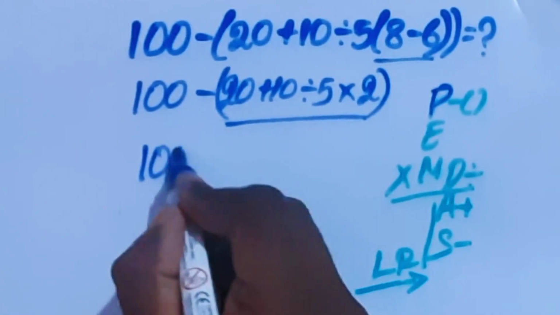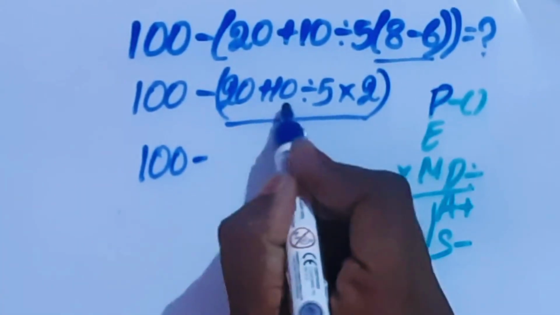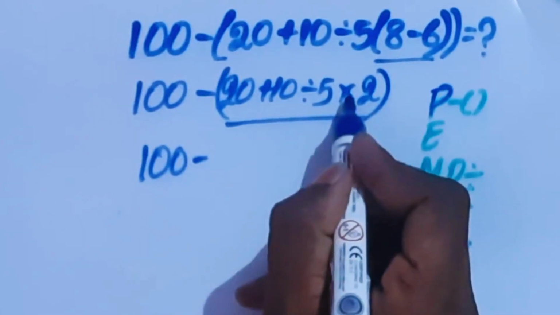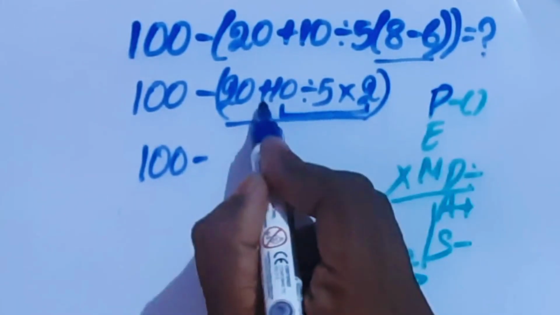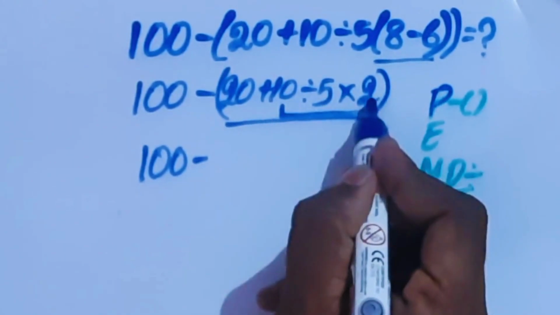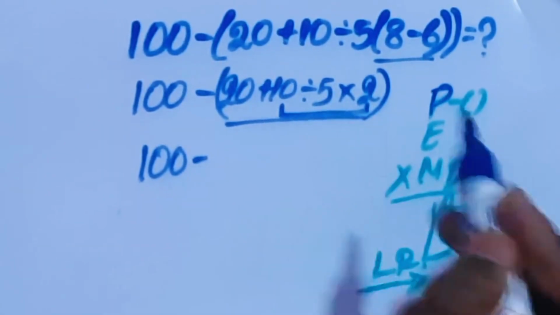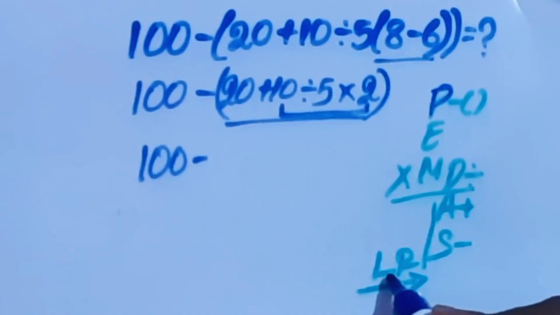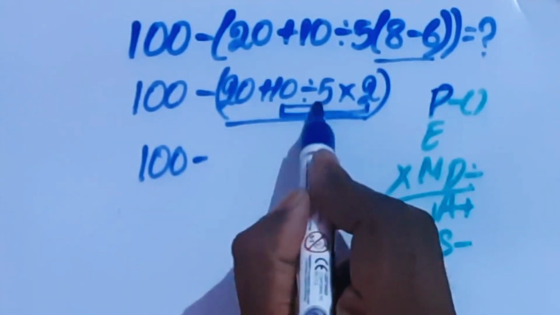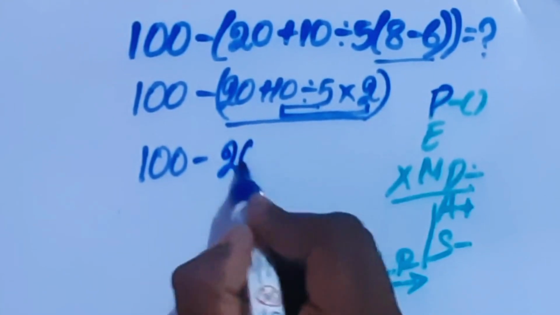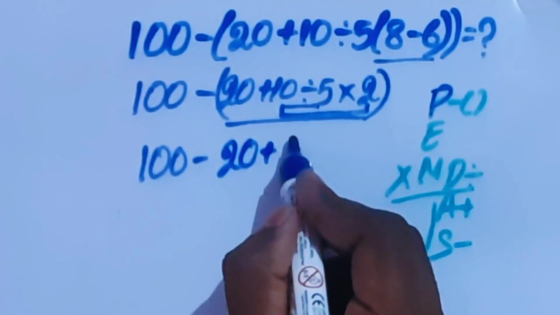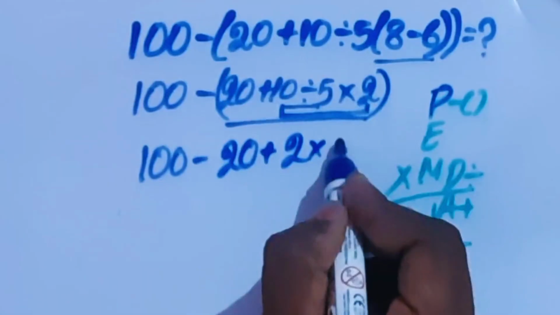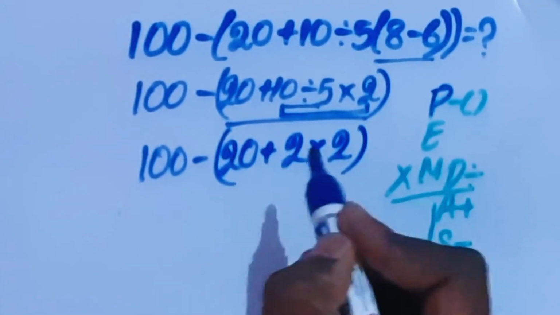So 100 minus, here we have addition, division and multiplication. Here division and multiplication are higher priority than this addition. So we have to do this. Here multiplication and division are equal priority, so we have to follow left to right. So 20 plus, left to right, 10 divided by 5 is 2, times this remaining 2 in the bracket.